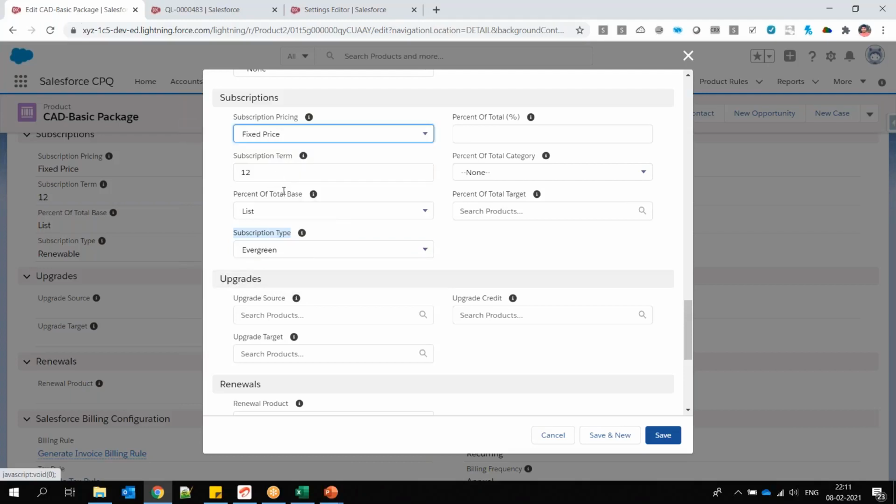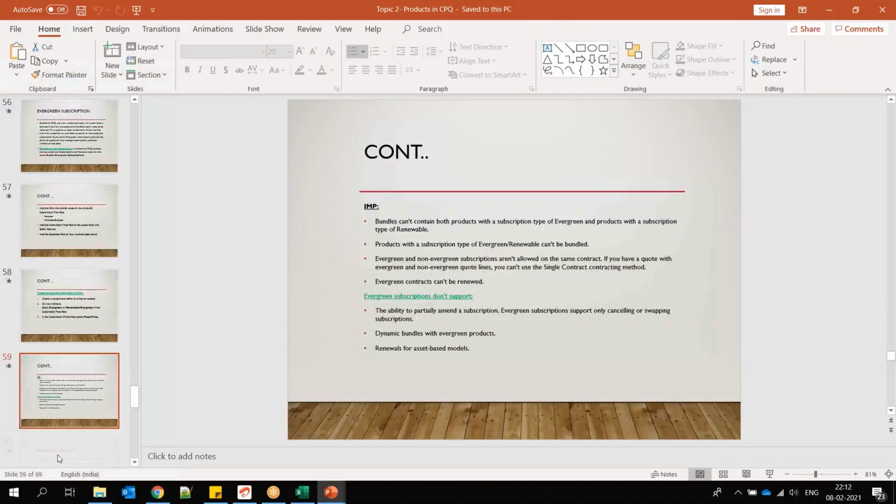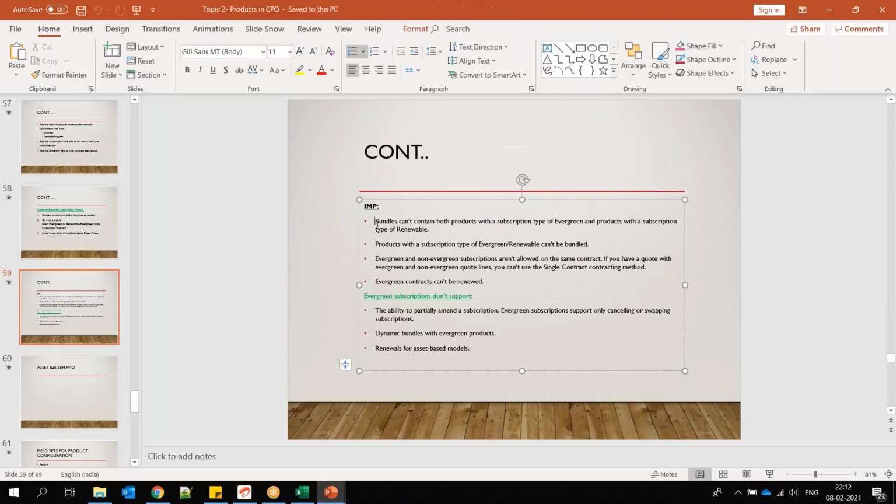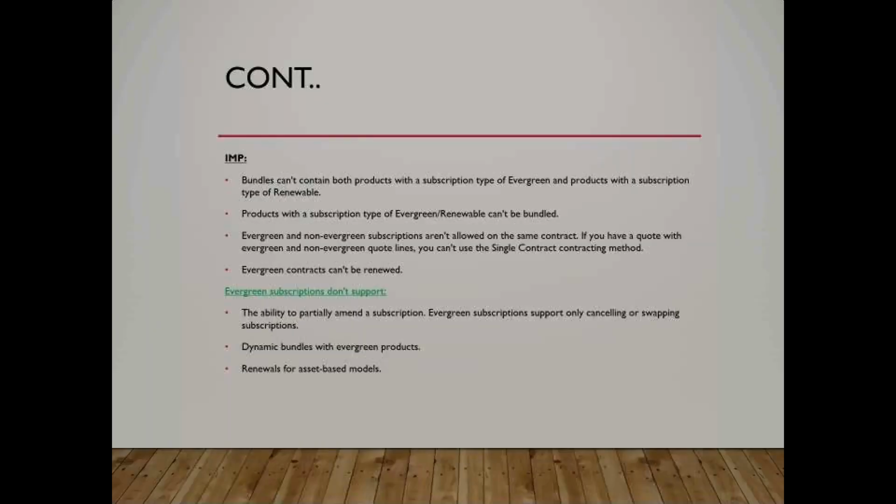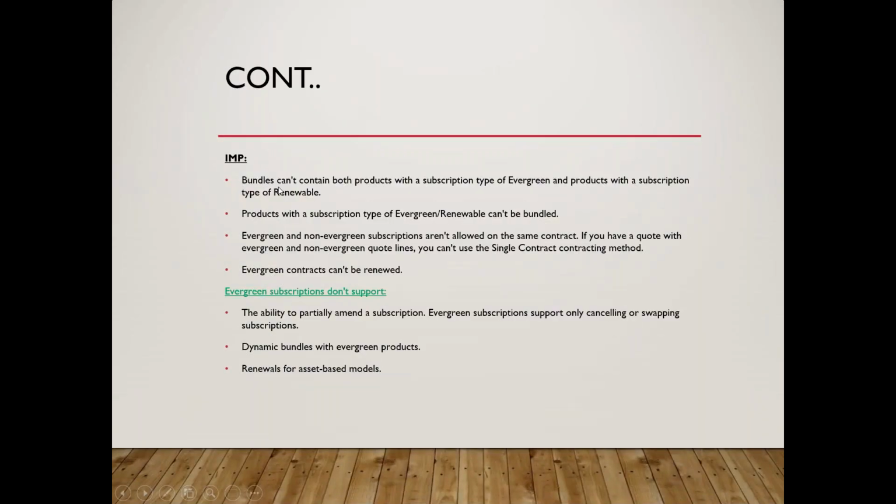So once you select evergreen, that's it. When you add this product on a quote, it will create a quote line without an end date, and it will be sellable and will not expire at any moment. That is how it works, but there are some limitations actually. I added some of the limitations here. We can discuss them or you can go through them. So what are the limitations?